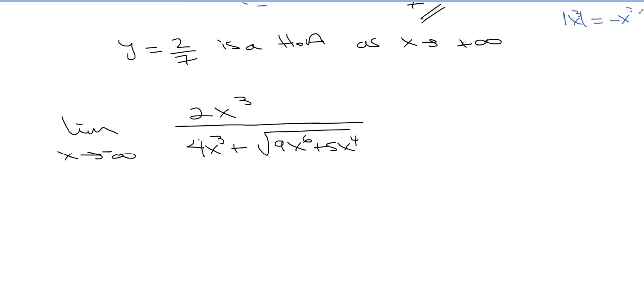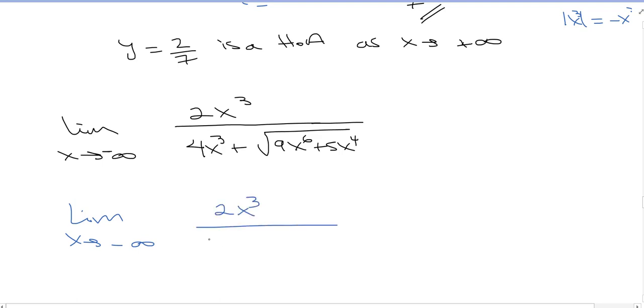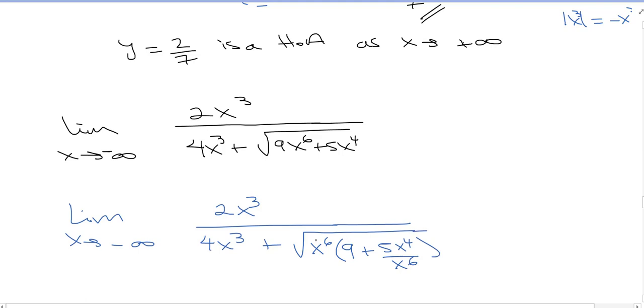And with the negatives, a better way perhaps to think about it will be to think about factoring out that cubic term, right? So if I say I want to factor out the x to the 6, I'm going to take out the x to the 6 and I'm left with the 9 plus 5x to the 4th over x to the 6, because I'm taking out the x to the 6, right? So the idea with factoring is that when you multiply it back in, you get what you started with.